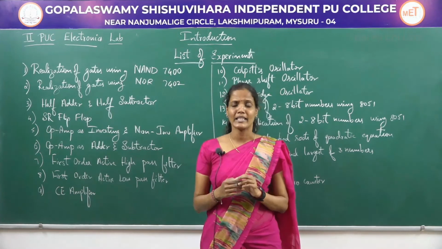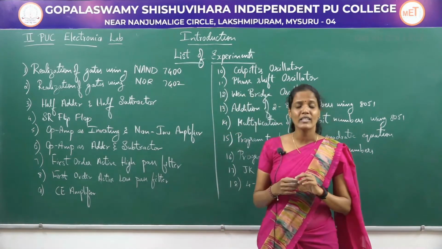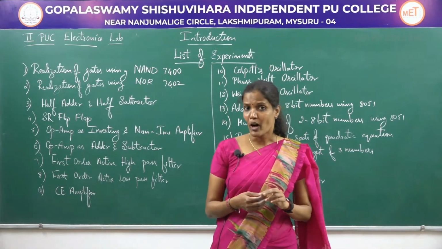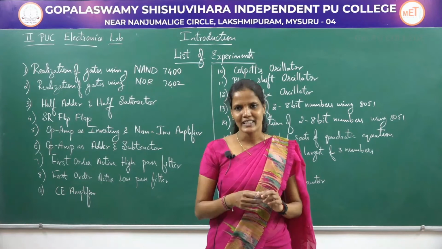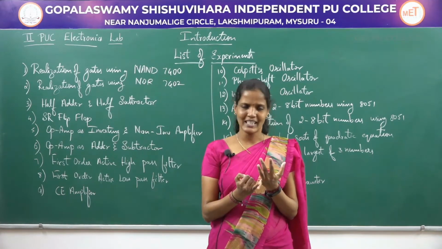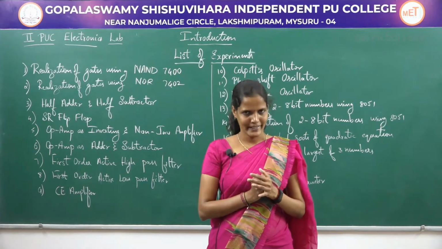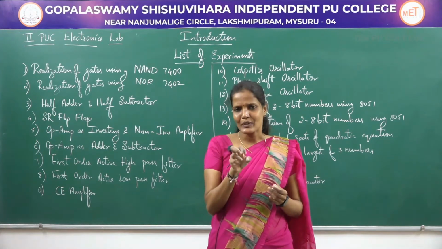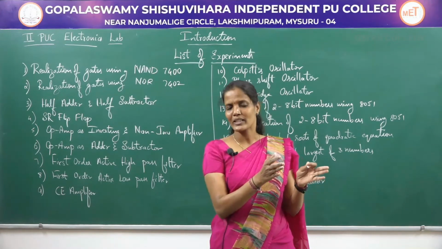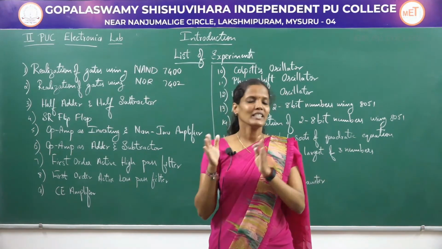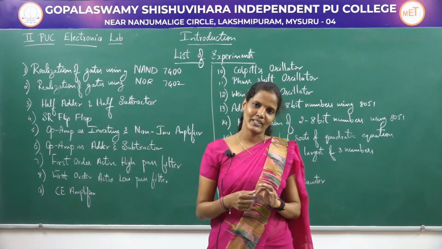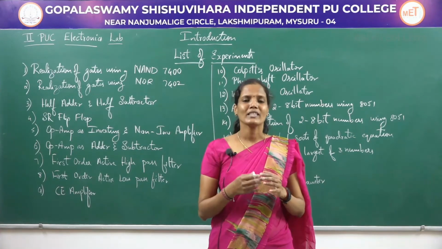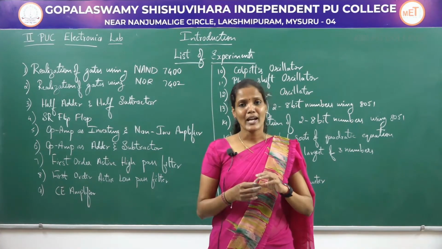Coming to the next experiment, that is op-amp as inverting and non-inverting amplifier. We know that an amplifier is very important in order to strengthen a weak signal. We can either use a transistor as an amplifier or an op-amp as an amplifier. In this experiment, we are going to use an op-amp and construct two different circuits. The very first one is the inverting amplifier circuit, the next one is the non-inverting amplifier circuit. We are going to see the difference between them and calculate the gain of the amplifier circuit.